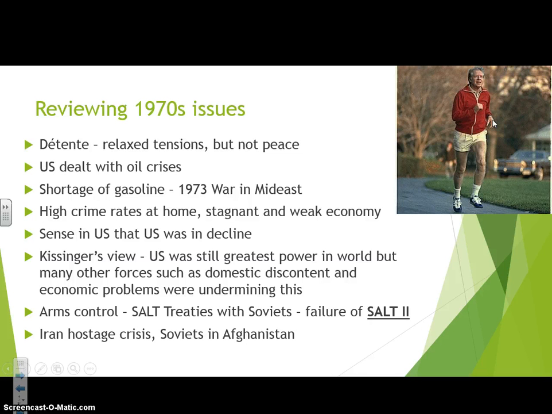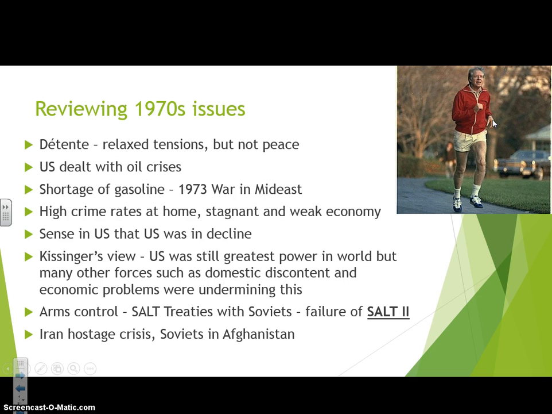But 1970s, right, you have détente, you have relaxed tensions, but you haven't solved the whole Cold War issue yet, and it's going to last for about another 20 years. You have oil crises, the embargo problem, the shortage of gasoline, which created many problems domestically. You even have crime rates rising in the 70s as well as the 80s, especially with a big crack epidemic, which is going to be problematic. Stagnation, or stagflation rather, domestically.